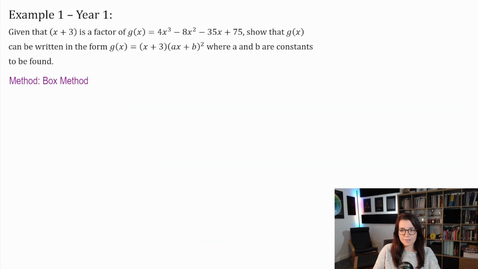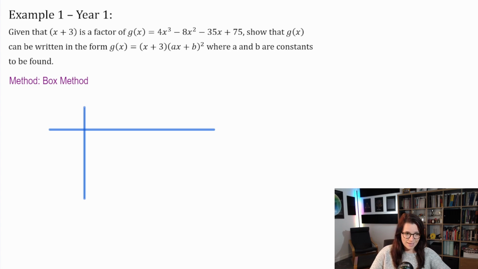Next, let's do that same example, but with the box method instead. So same question, but this time, to set up the box method, you want to draw yourself a grid. Just going to make those lines a bit bolder. And this time, whatever you're dividing by, so in this case, the x plus 3, goes down like this. You then put 4x cubed here, because that's the first thing in the polynomial that you're trying to divide. You then do 4x cubed divided by x, or in other words, x times what gives you 4x cubed, and that would be 4x squared, so that goes up there.